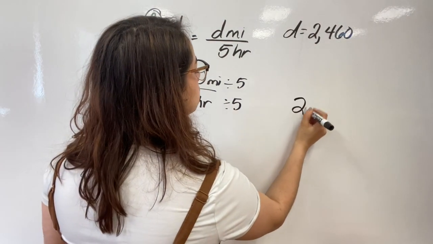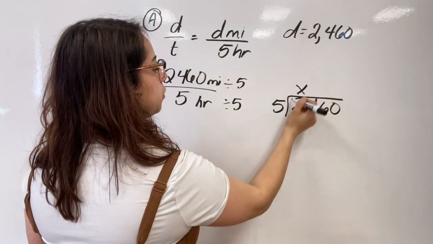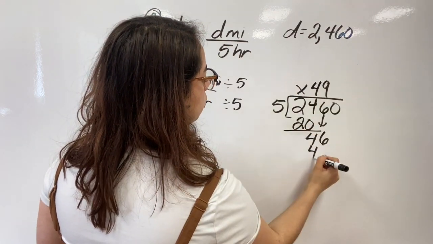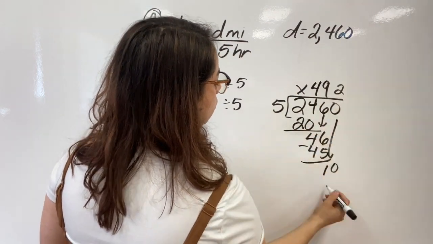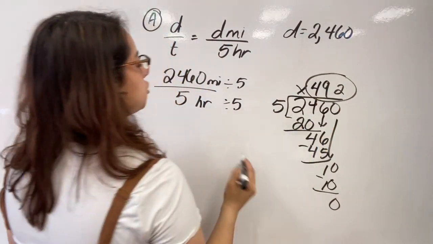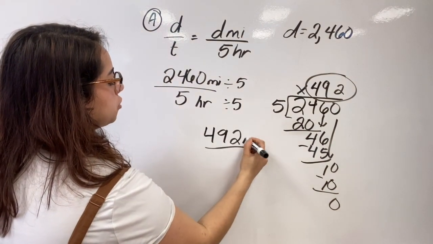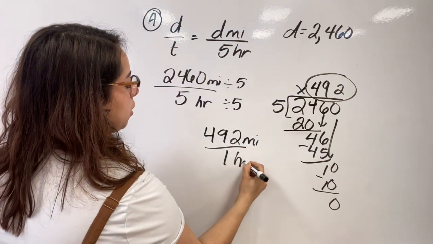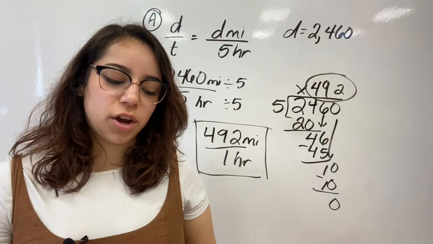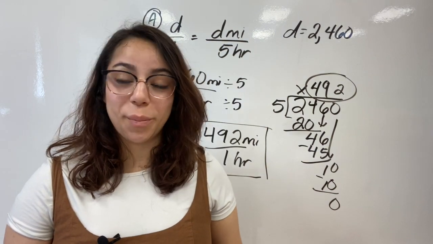So we have 2,460 divided by 5. Can't go. All right, and we have no remainders. So our answer is 492. Rafe traveled a distance of 492 miles in 1 hour. And we got a box, our answer. So you can go ahead and write that on the very bottom. So the plane's average speed was 492 miles per hour.